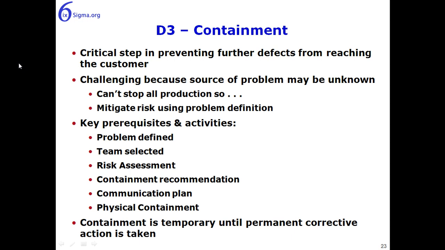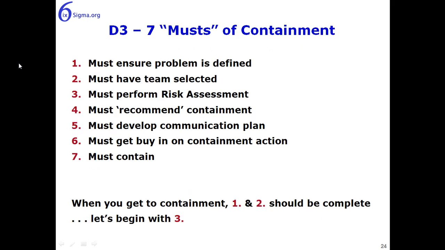Some key prerequisites and activities in the containment phase: we have to ensure that the problem's been defined, the team is selected, a risk assessment has been conducted, that the containment recommendation is developed, a communication plan developed and deployed, and then the physical containment itself. So containment, though, recognize that it's just temporary until the permanent root cause and corrective action has been taken.